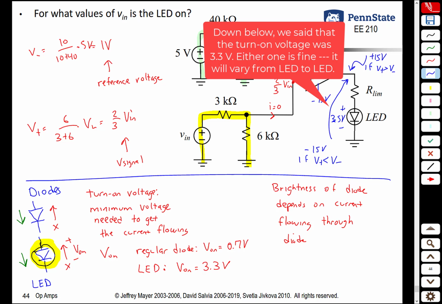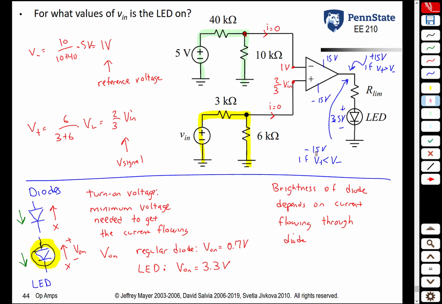Obviously, if you have negative 15 volts at the output of the op-amp, it's not going to light. But if you have plus 15 volts at the output of the op-amp, it will light. So the LED lights if V plus is greater than V minus, or if 2/3 V in is greater than 1 volt, or V in greater than 1.5 volts.